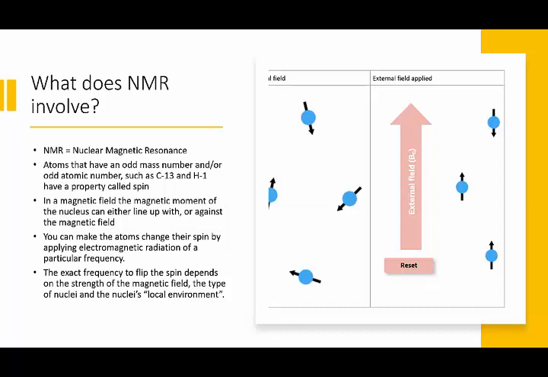The ones that line up with the magnetic field are at a lower energy level. The ones that line up against the magnetic field have got a higher energy level. And we can make the nuclei change their spin by applying electromagnetic radiation of a particular frequency. The exact frequency that we require to make the nuclei flip their spin depends on a number of things, including the strength of the magnetic field, the type of nuclei, and most importantly, the nuclei's local environment, which means the atoms that surround those nuclei.